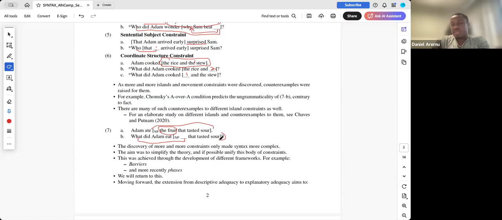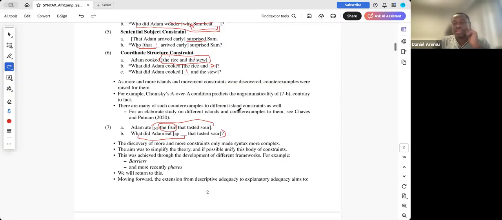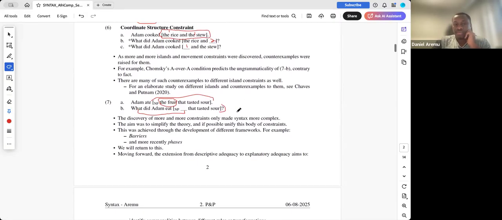More and more counterexamples have been suggested or shown with respect to the island constraints. And apart from the counterexamples, there are other studies that have shown how many of these constraints, I mean, there are people who believe that it is not syntactic; it's more of language acquisition, or even not being able to parse the sentences. That's why they are constraints. So there are different views here and there. But for us, what is important is that there are counterexamples to these different constraints.